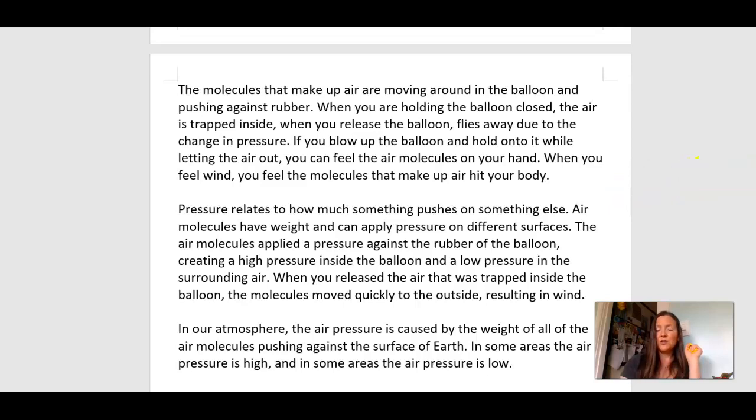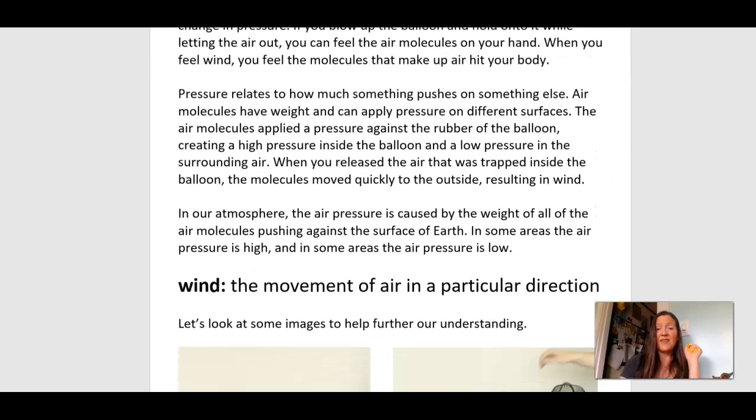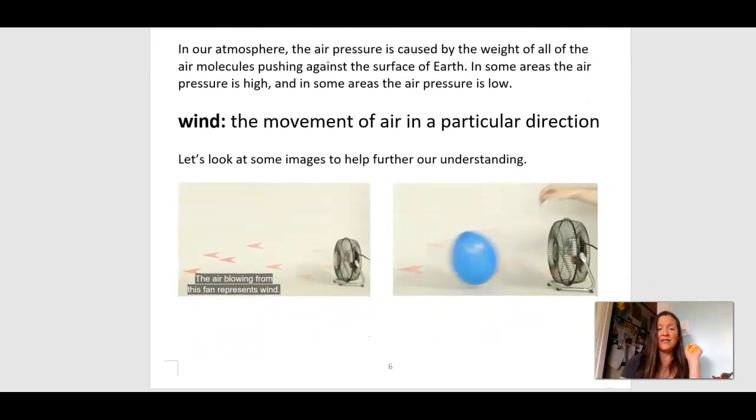Okay, so that's going to relate to our air parcels and our surrounding air. And that's going to bring us to a definition of wind. Wind is the movement of air in a particular direction. We're going to look at some images. We're going to use balloons again and fans, but we're going to look at some images to help us further understand how that surrounding air pressure change can impact air parcels and clouds.